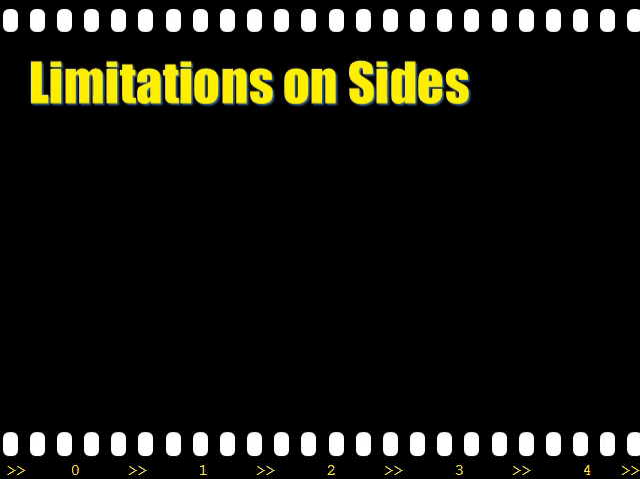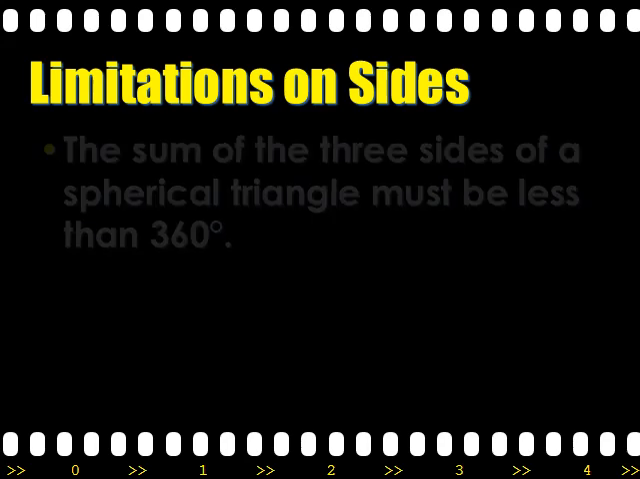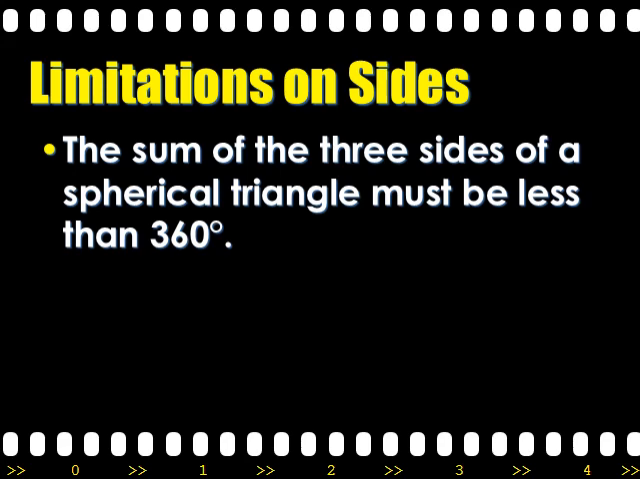So, ang spherical triangles, mayroon siyang mga tinatawag na limitations. Okay, so what are these limitations? Okay, so meron tayong limitations on the sides and meron tayong limitations on the angle. So, let's look at the limitations on sides. So, the sum of three sides of a spherical triangle must be less than 360 degrees. So, kapag in-add natin lahat ng three sides ng spherical triangle, dapat less than 360 degrees siya.